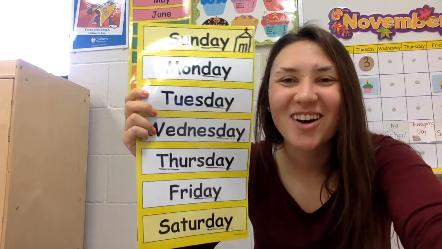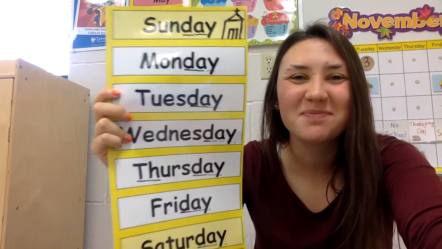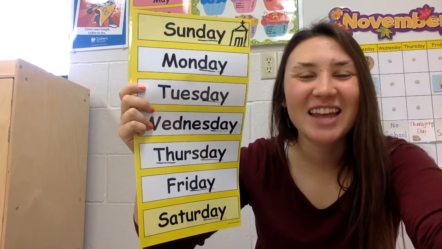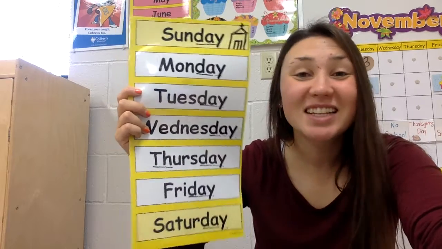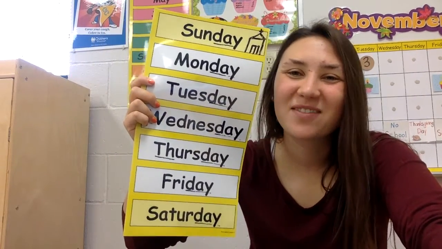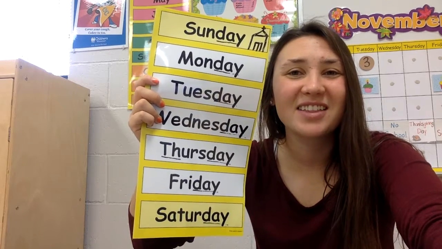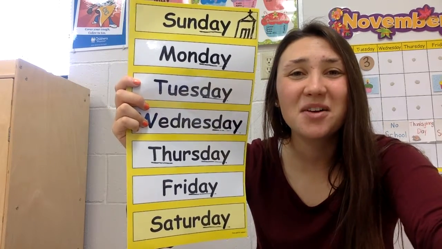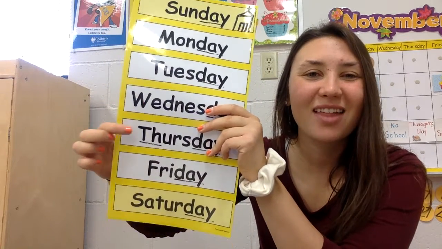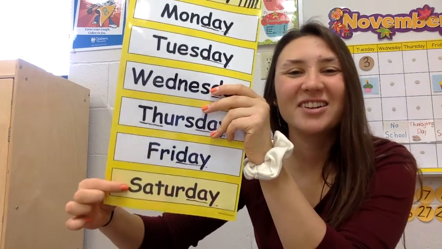How many days are there in a week? Do you remember how many days in a week? 7. Yeah, there's 7 days in a week. Let's sing the song that helps us remember our days of the week. Ready? There are 7, there are 7, there are 7 days in a week. Sunday, Monday, Tuesday, Wednesday, Thursday, Friday, Saturday.